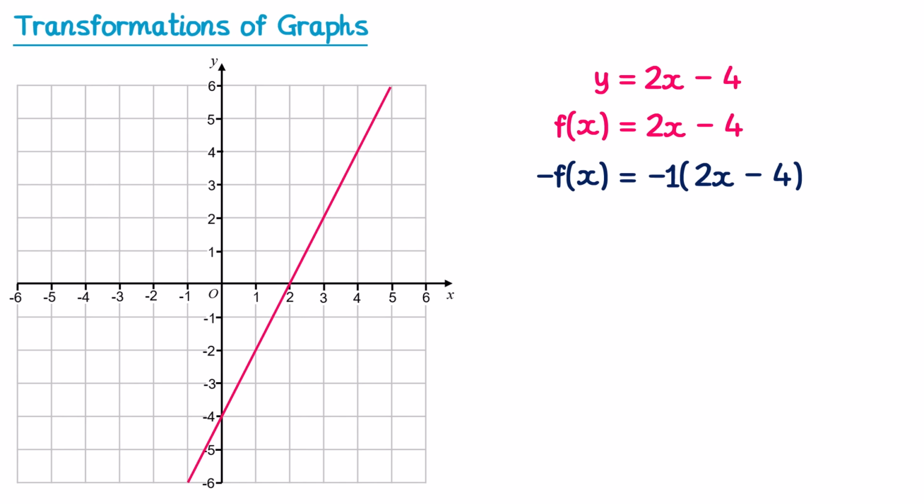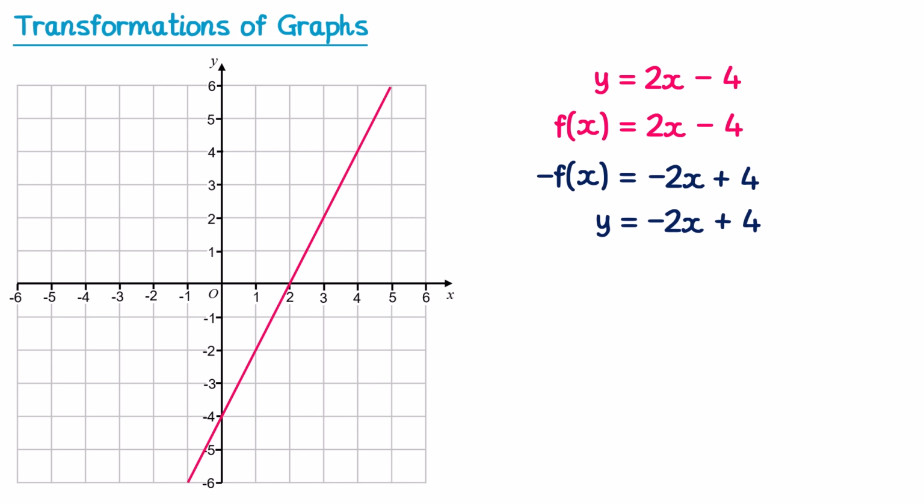If you multiply this bracket out, you do negative 1 times 2x, which is negative 2x, and then negative 1 times negative 4, which is actually a positive 4. So the graph of negative f of x is negative 2x plus 4. Notice how this is the same as the original function, just all of the signs have changed. So instead of positive 2x, negative 2x, instead of negative 4, positive 4.